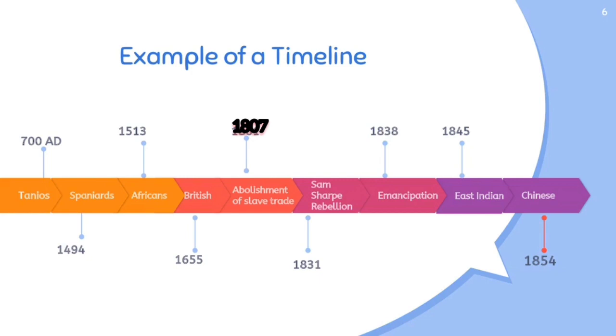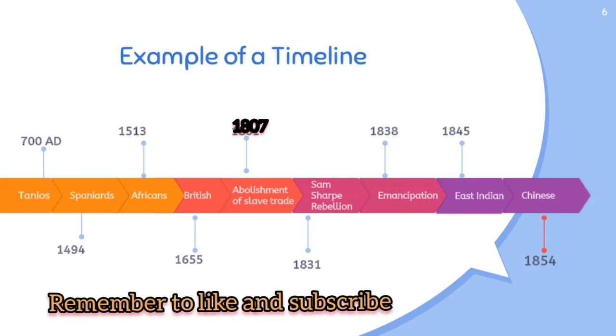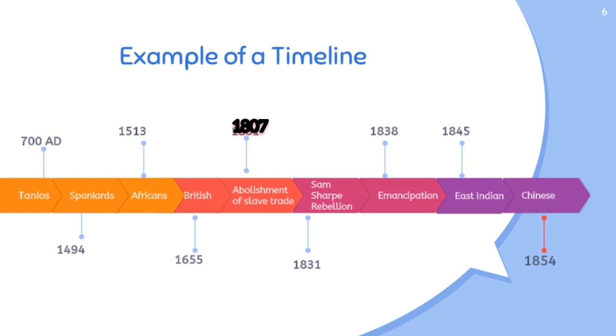Remember, this timeline would be needed to construct from the arrival of the Taínos to independence. So, of course, this continues with other major events in Jamaica's history. For those who may not be familiar with a timeline, here is an example.